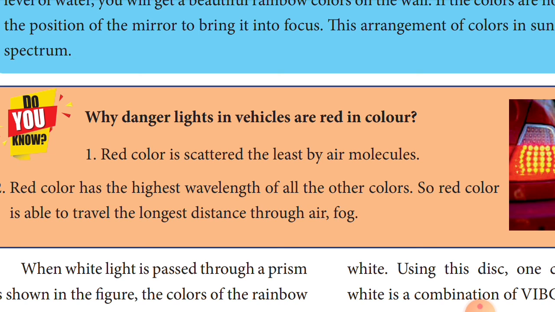Here the red color has the highest wavelength of all the other colors. So the red color is able to travel the longest distance through the air. That means fog light is clear to children when the light is passed through the light source. This is clear to children.